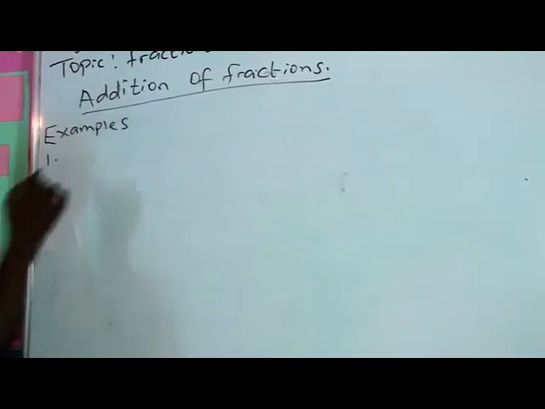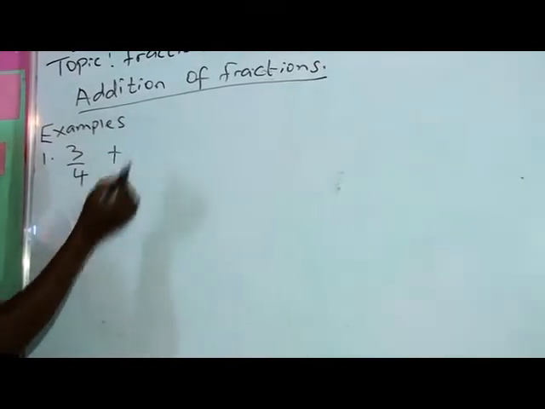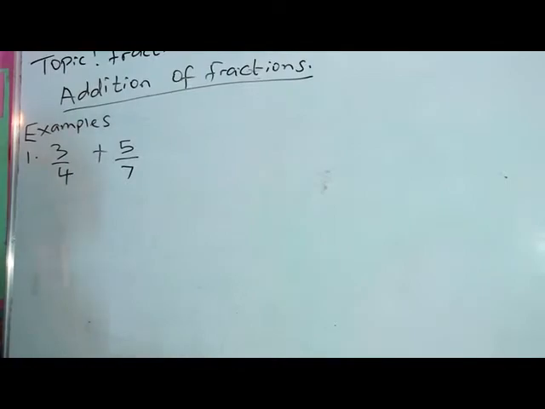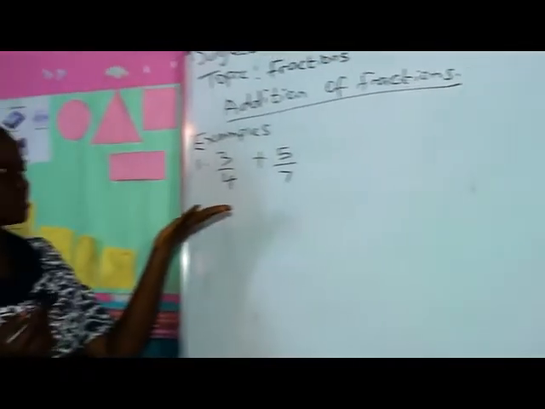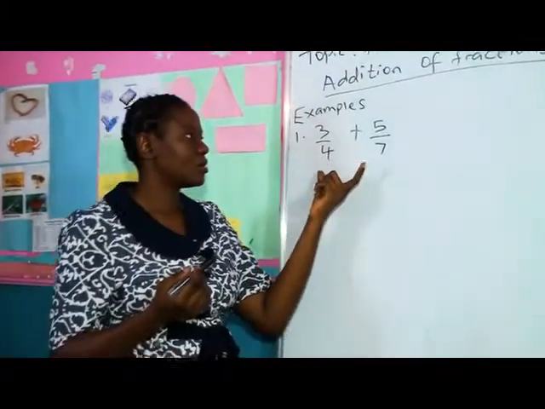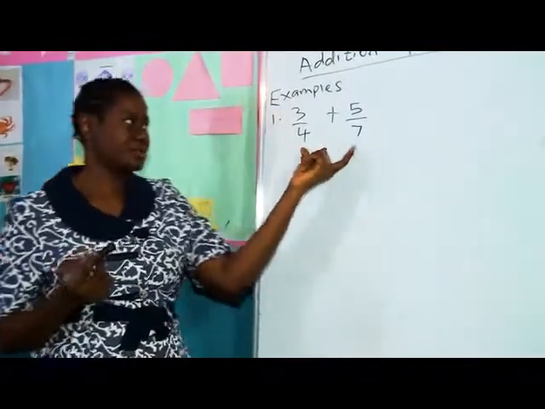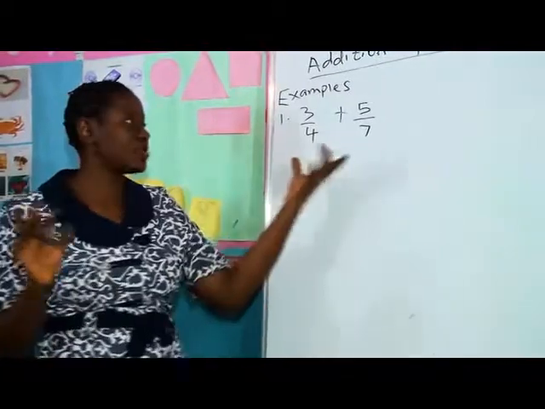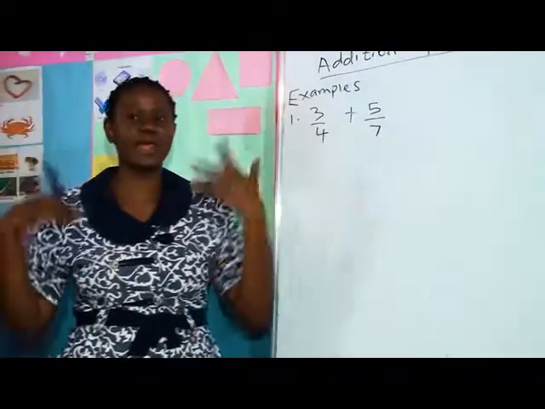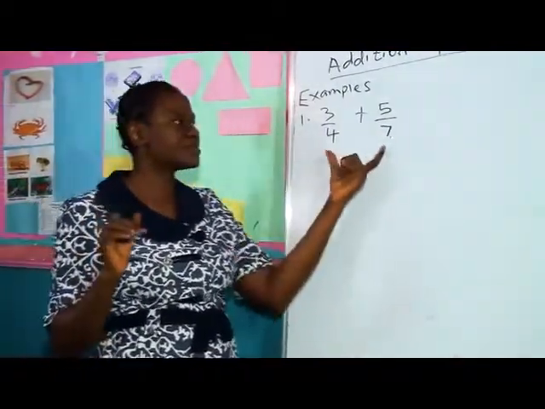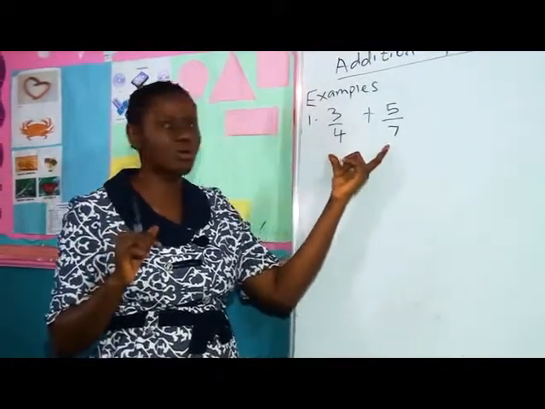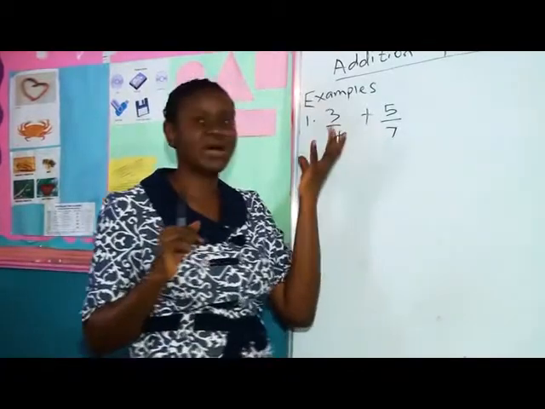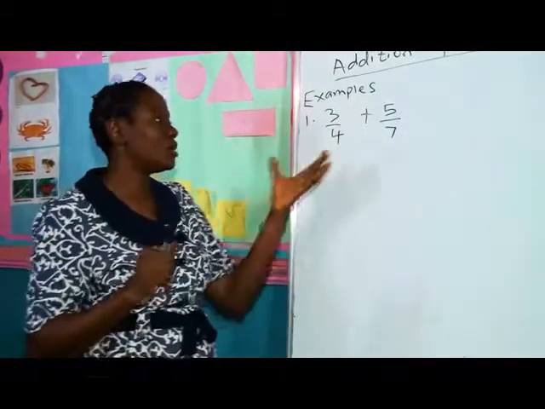Three over 4 plus 5 over 7. We want to add up these fractions. Look at those numbers. The denominators are not the same. We could have some fractions where the denominators are the same, and we just go ahead and add directly. But those denominators are not the same. So we need to work on these denominators to have the same denominator, to have a basis for addition.